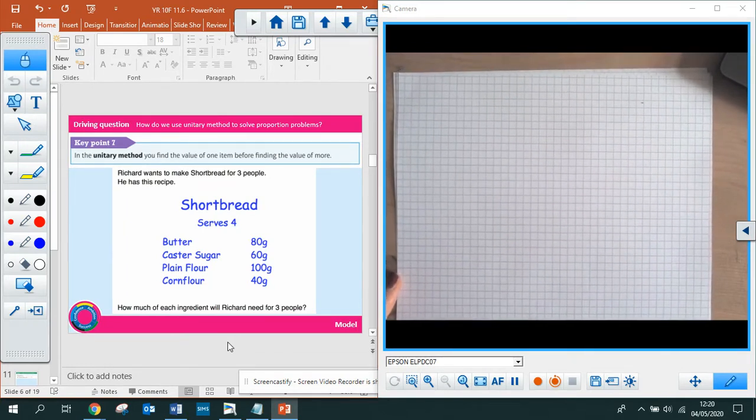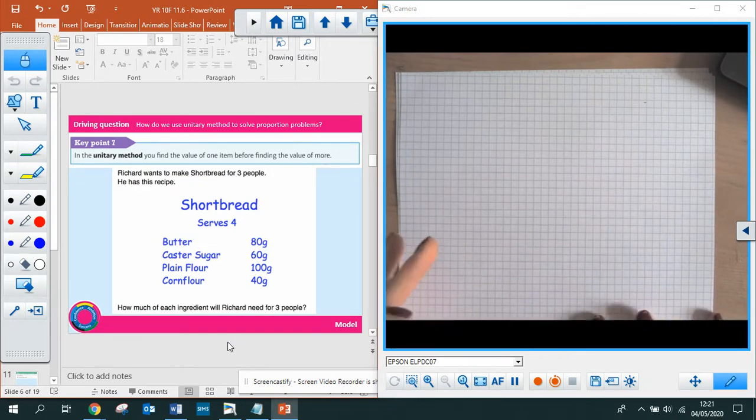The key point says, in the unitary method, you find the value of one item before finding the value of more. So we find the value of 1 before finding the value that they've asked for in the question. My example says, Richard wants to make shortbread for 3 people. He has a shortbread recipe that serves 4 people. He needs 80 grams of butter, 60 grams of caster sugar, 100 grams of plain flour, and 40 grams of corn flour. That's what he needs for 4 people. How many of each ingredient will Richard need for 3 people?